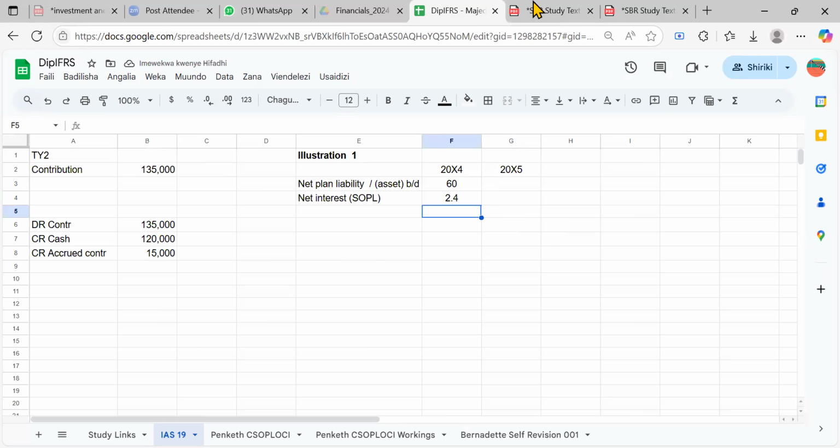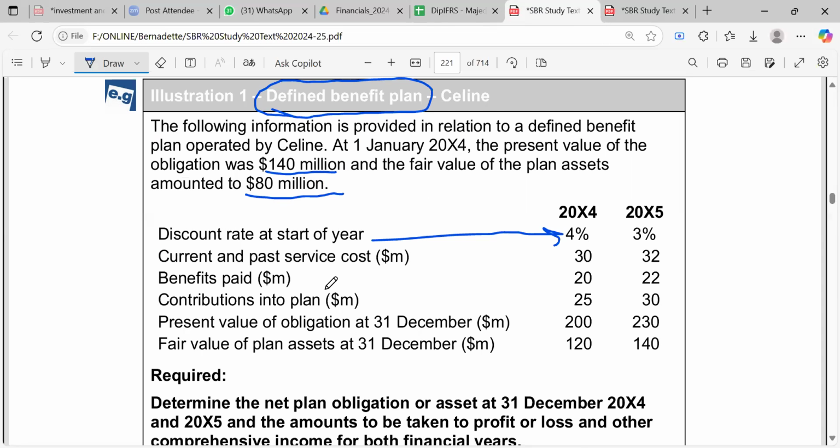After that, we would have the costs and the benefits. Of course, here we already have the current and past service cost. I could just say service cost equal to 30.